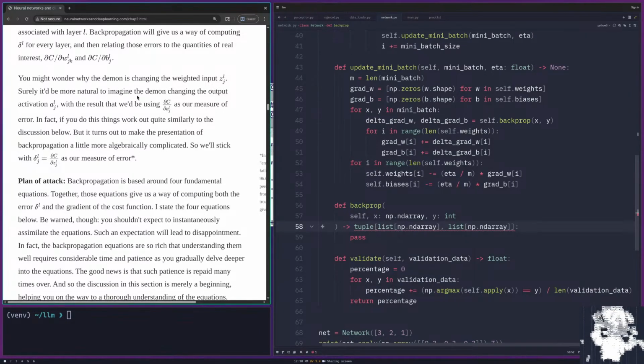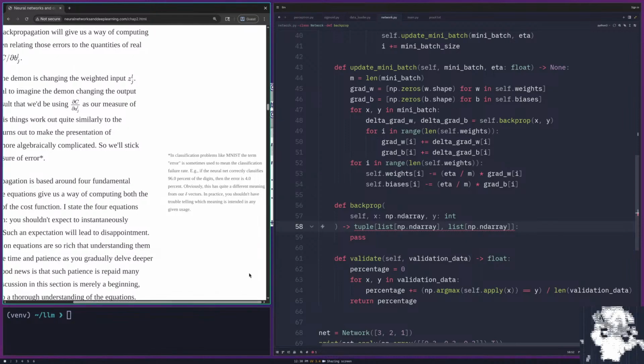You might wonder why the daemon is changing the weighted input ZLJ. Surely it would be more natural to imagine the daemon changing the output activation ALJ, with the result that we'd be using the derivative of C with respect to ALJ as our measure of error. In fact, if you do this, things work out quite similarly to the discussion below, but it turns out to make the presentation of backpropagation a little more algebraically complicated. So we'll stick with delta LJ equals the derivative of C with respect to ZLJ as our measure of error.